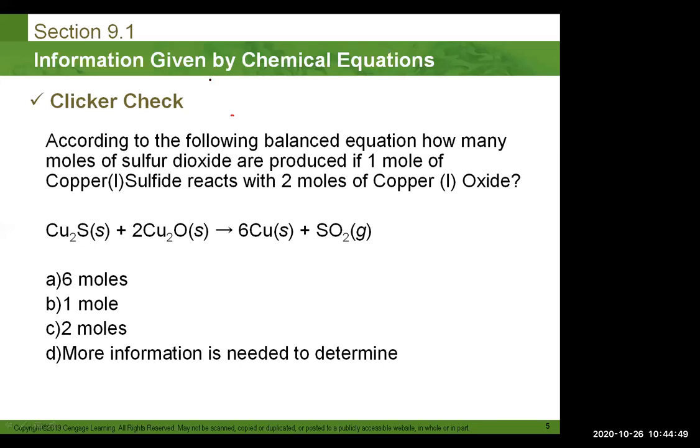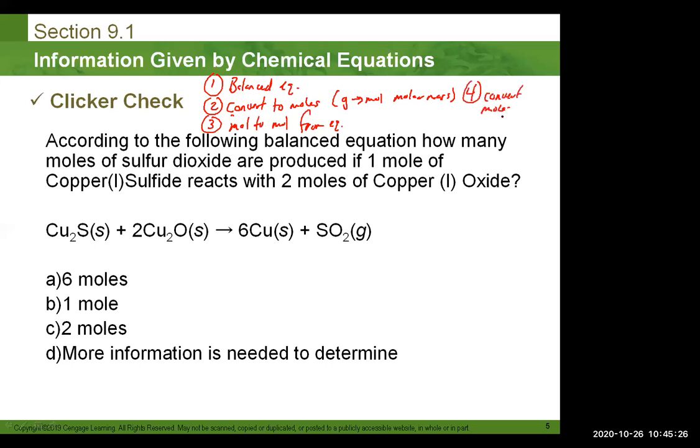do a regular run-of-the-mill stoichiometry problem. The first step is to make sure that you have a balanced equation. The second step is to convert whatever they give you to moles. And a lot of times that will involve going from grams to moles. So that's our molar mass that we use to do that. Third is to do the mole to mole relationship from the balanced equation. And lastly, you want to convert from moles to other units.